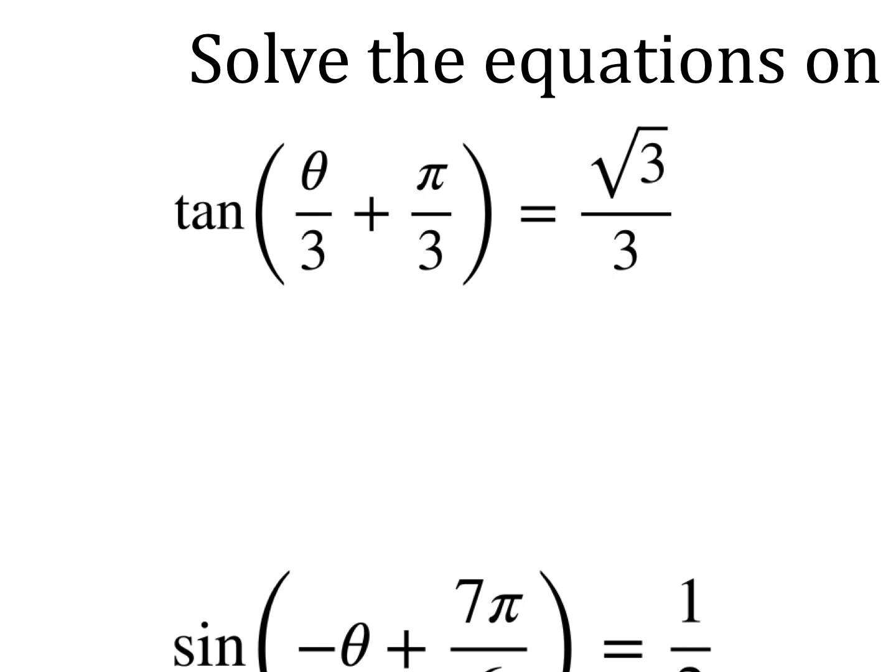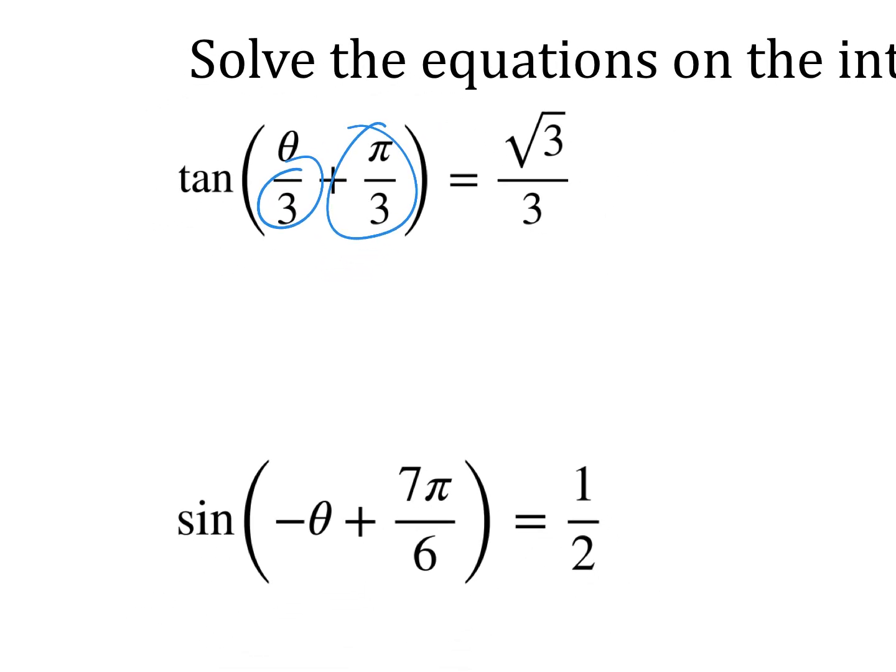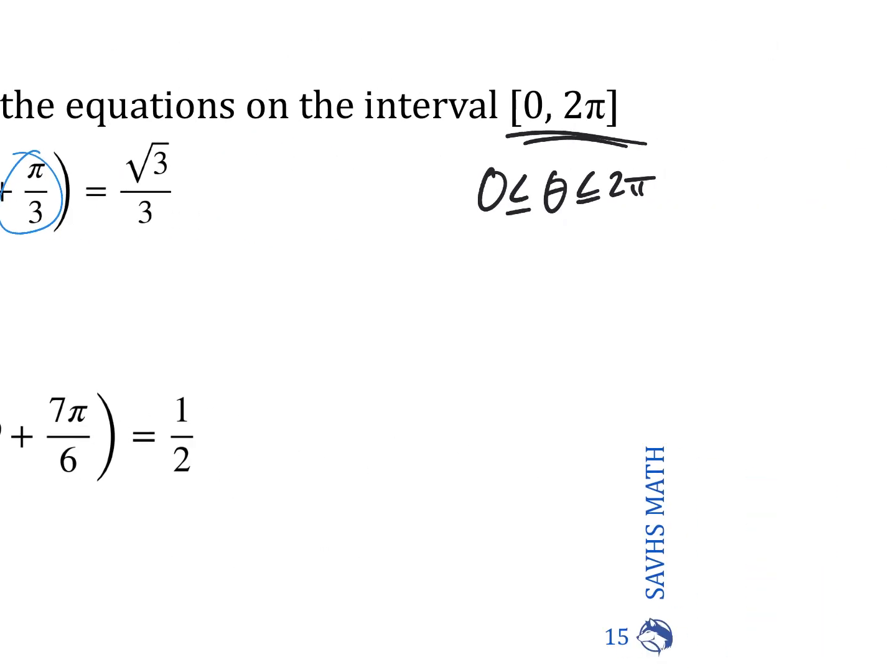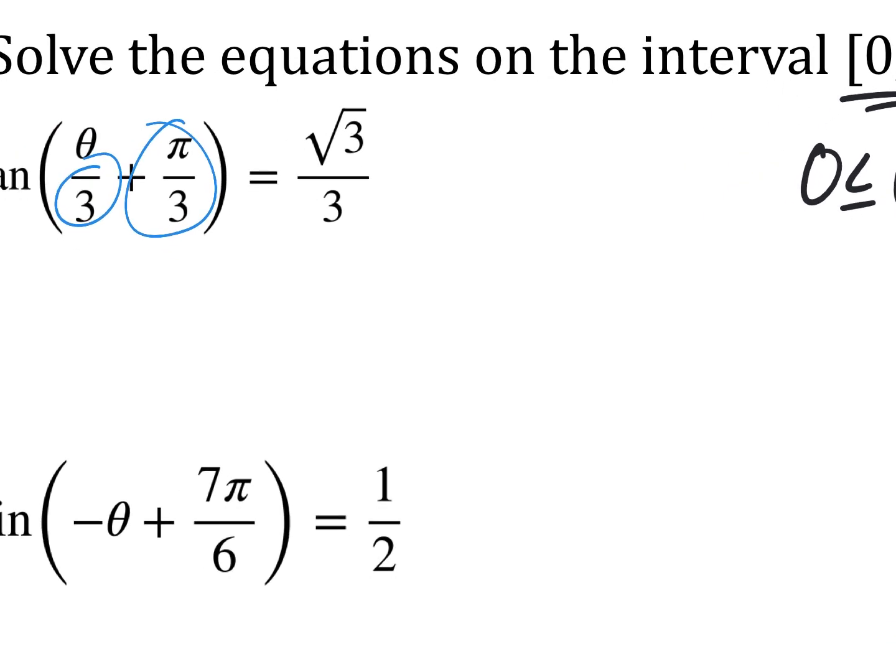Okay, this one's a little bit tricky, and I want to just kind of expand out my possibilities here, because I noticed that I have some stuff going on with theta inside the tangent function, and so it's important that we just include all of the possibilities. So let's think about the spots on the unit circle where the tangent is √3 over 3.